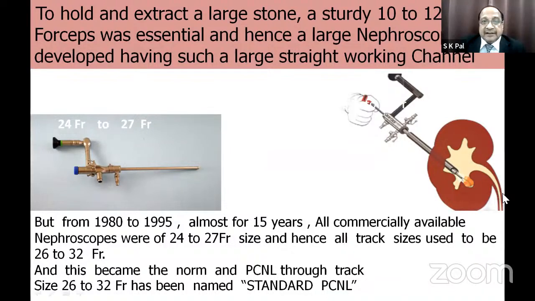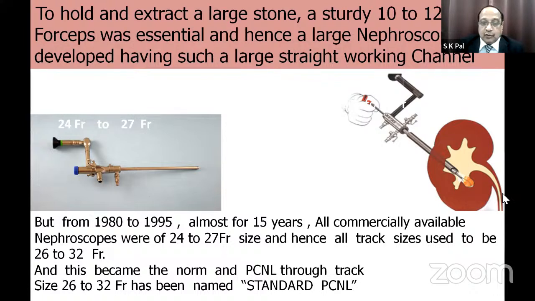Because at that time good fragmentation devices were not available, we needed a large sturdy forceps so that we could hold the stone and not lose it in the tract or have it get impacted in between. So we needed a 10 to 12 French forceps, and that will go through a large nephroscope working channel only. Therefore, from 80 to 95, for 15 years, all commercially available nephroscopes were either 24 or 27 French size.